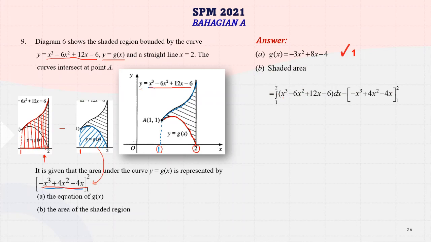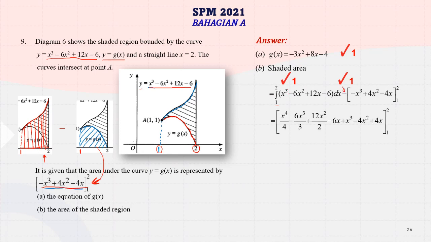The first equation to integrate is x cube minus 6x square plus 12x minus 6, and then minus the second one, which is already given to you at the start. We just write it: x cube plus 4x square minus 4x, from 1 to 2. When we integrate, the power will increase by 1. We integrate with the limit from 1 to 2, so you get the first mark for that, and also when you subtract and do the operation, you get 2 there.